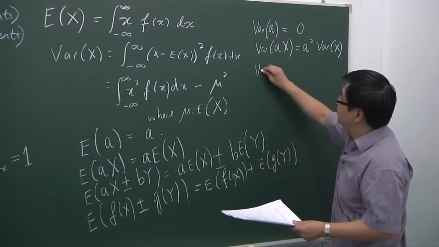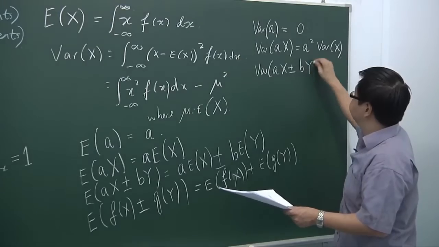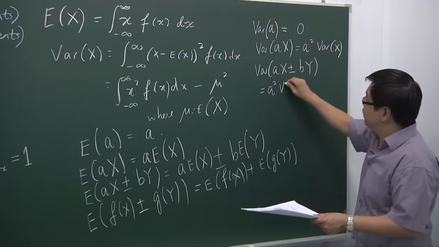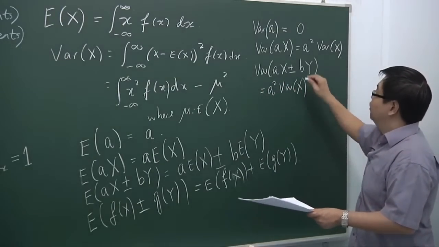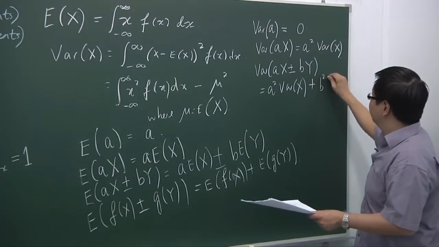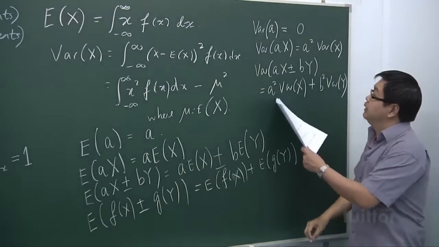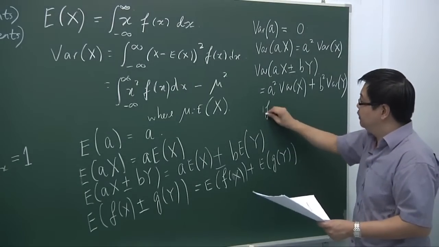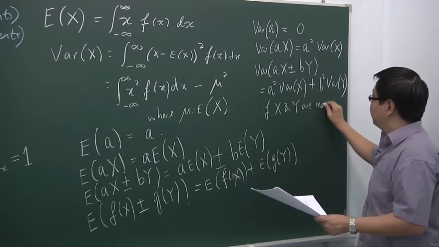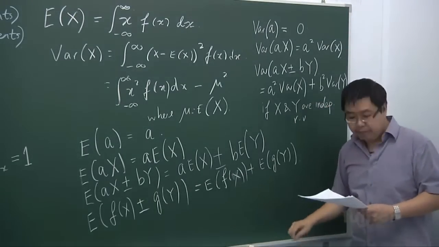And the third property is that the variance of ax plus or minus by can be written as a squared variance of x. Regardless of whether it's a plus or minus, it will still be a plus, b squared variance of y. But the last property here is only true if x and y are independent random variables.